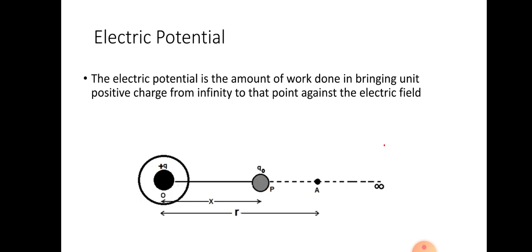Today we are going to talk about the important concept related to electricity, that is electric potential. Okay, so let's start with electric potential. First we'll see the meaning of electric potential. The electric potential is the amount of work done required in bringing a unit positive charge from infinity to that point against the electric field.